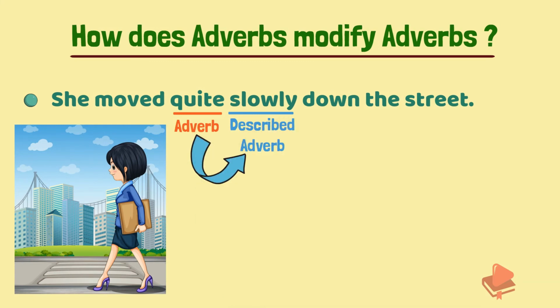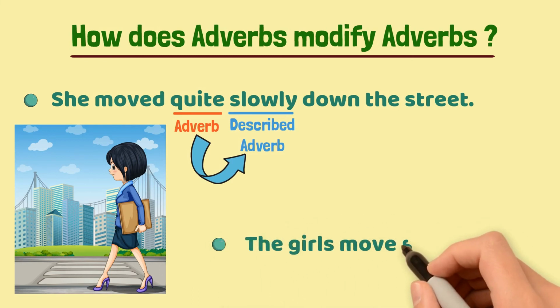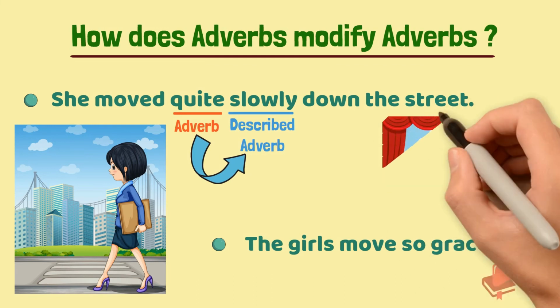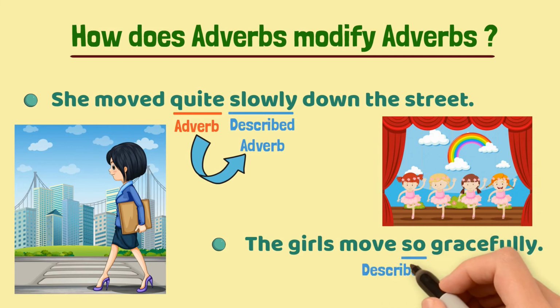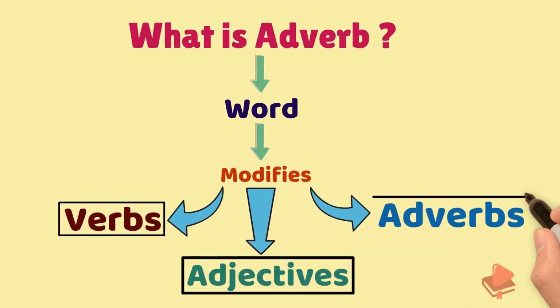Let's see one more example to make it more clear. The girls move so gracefully. Here, how the girls move is described by the adverb gracefully. But the word so is here, which is describing the intensity of the word gracefully. And it is actually describing another adverb, gracefully. So this is the complete information about adverbs.